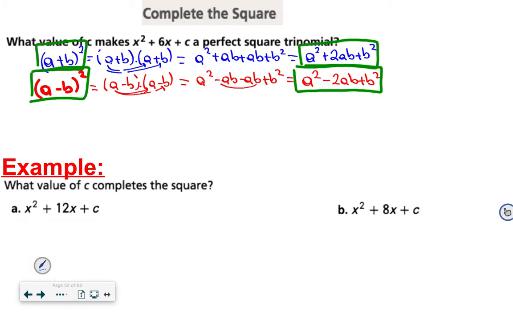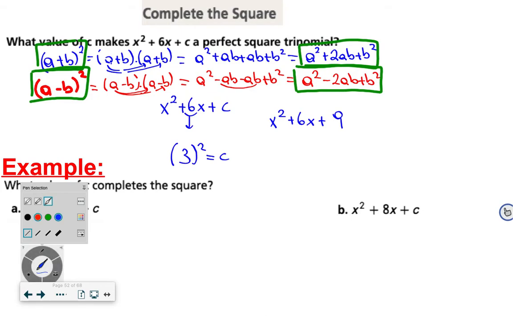Now let's go back to my question. x squared plus 6x plus c. To be able to write this expression as a perfect square trinomial, what is the value of c? The easiest method is whatever the number in the middle, divide by 2 and take the square. If you divide 6 by 2, you will get 3. Take the square, and that is going to become c. So x squared plus 6x plus 9.